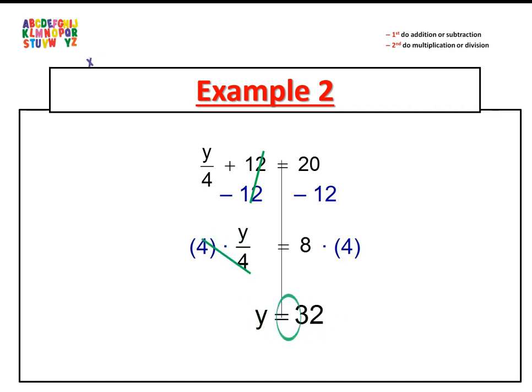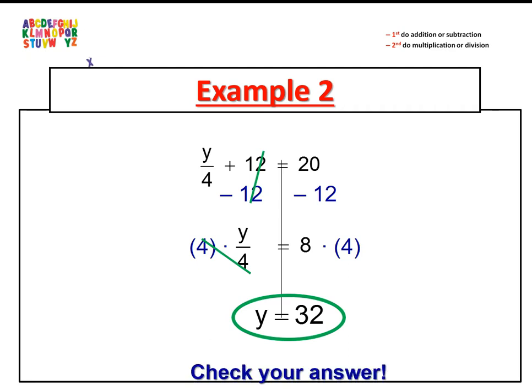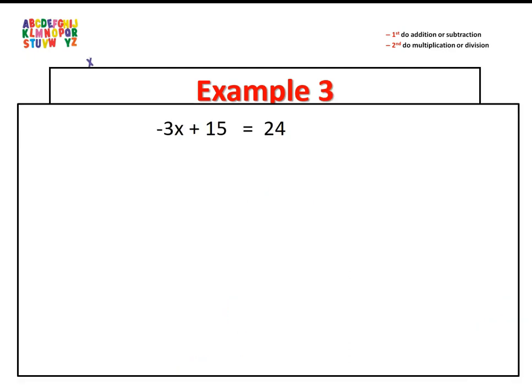So I'm feeling pretty good about that answer, but let's just double check. We go back to the original equation, and wherever we see a y, we're going to put a 32 in there. So I've got 32 divided by 4 instead of y divided by 4, plus 12 equals 20. 32 divided by 4, that is 8. 8 plus 12 equals 20. Yes, we did it again. We are good. All right, let's do another one.